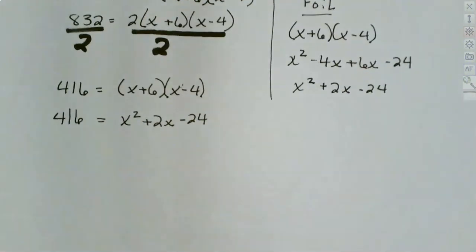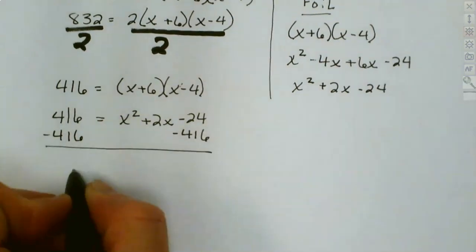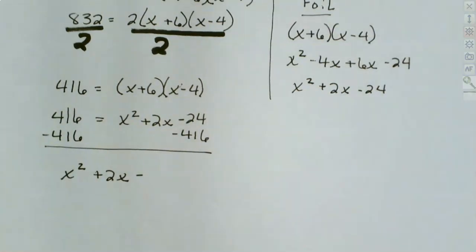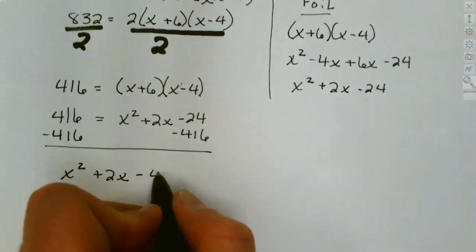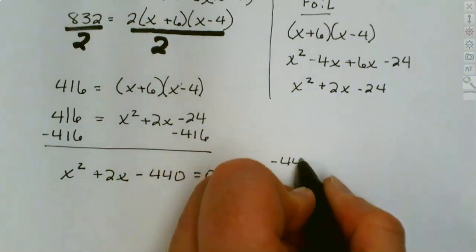We're going to solve this by setting it to 0. These should all factor unless they specifically say use the quadratic formula, or round. If they say round or use the quadratic formula, then you're going to have to use decimals. Otherwise, they'll factor. So this one's going to factor out nicely. We're going to move that 416 over with subtraction again. Rewriting it gives you x squared plus 2x minus, I believe, 440. Yep, minus 440, and that equals 0.